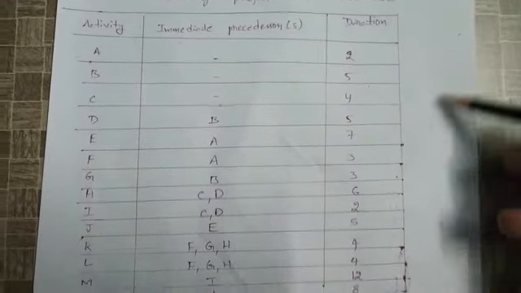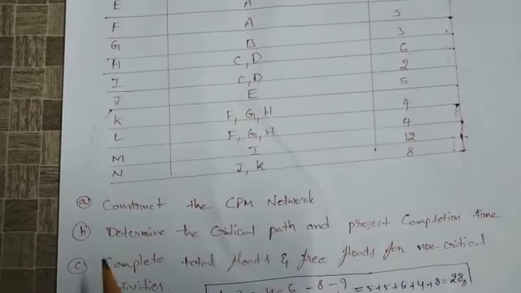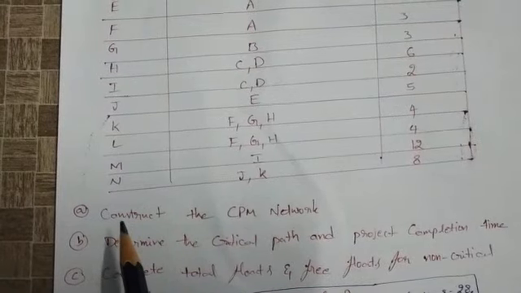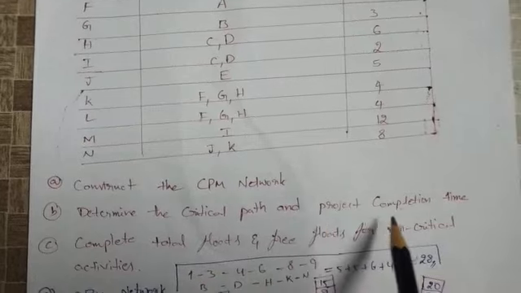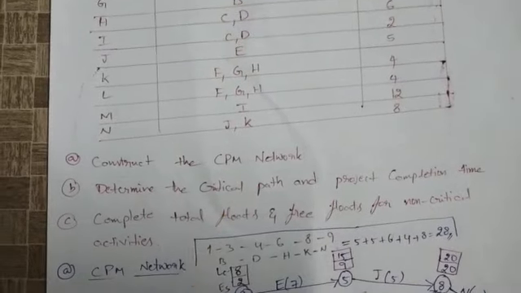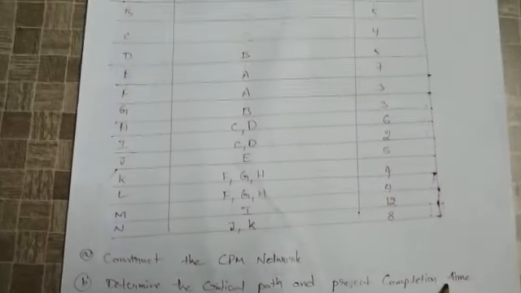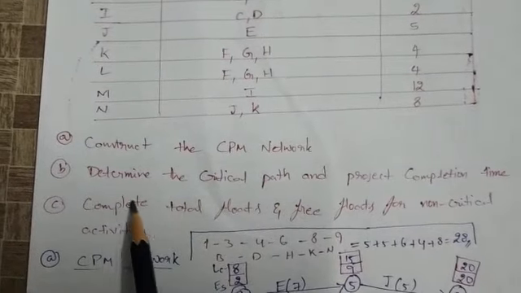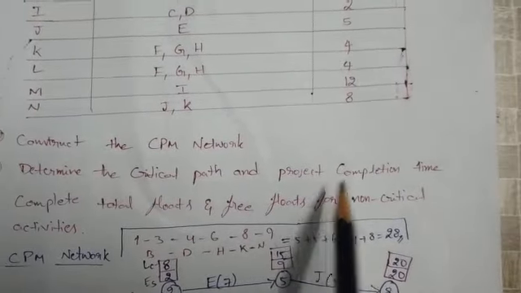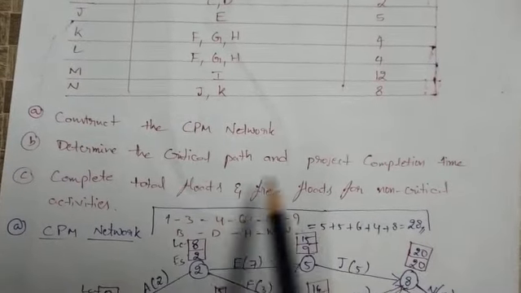This is the data for the duration of the activities, and what we are told is to construct the project CPM network and determine the critical path and project completion time, and the third one is to compute total float and free floats for non-critical activities. In this problem you have to answer three questions. First, construct the CPM network; second, determine the critical path and project completion time; and third, compute total float and free float. So these three questions will be answered.